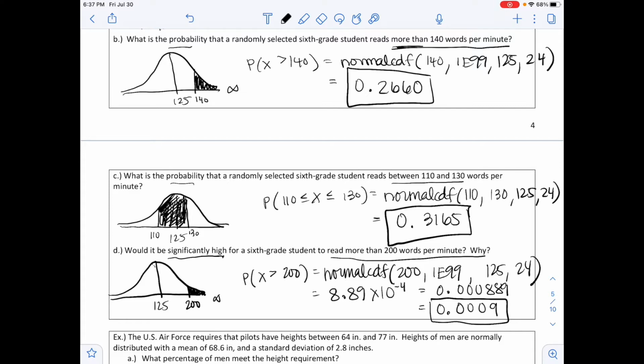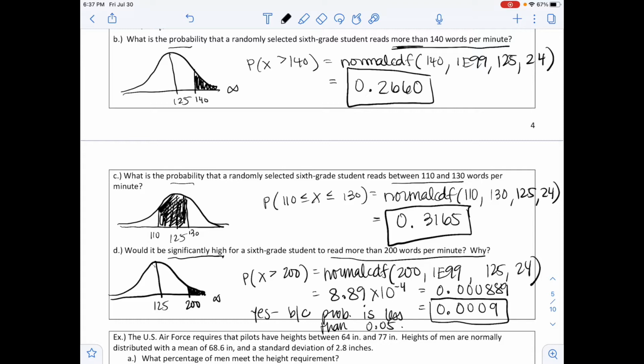And so it was asking, would this be significantly high? And so yes, and the reason why is because the probability is really small. It's not likely to happen, and that really small cutoff that we have is less than 0.05. So yes, it is significantly high for a 6th grade student to read more than 200 words per minute.